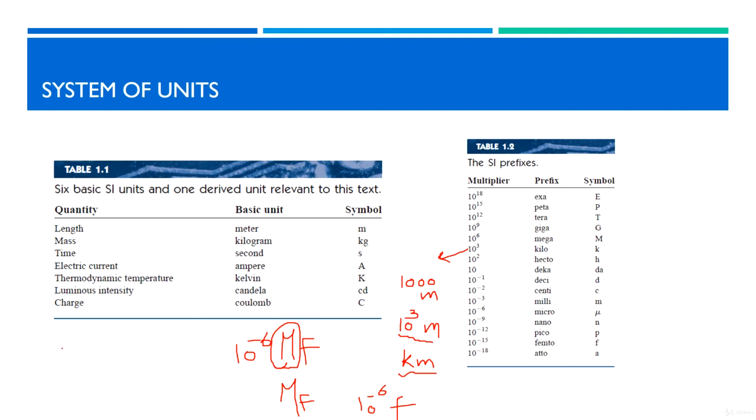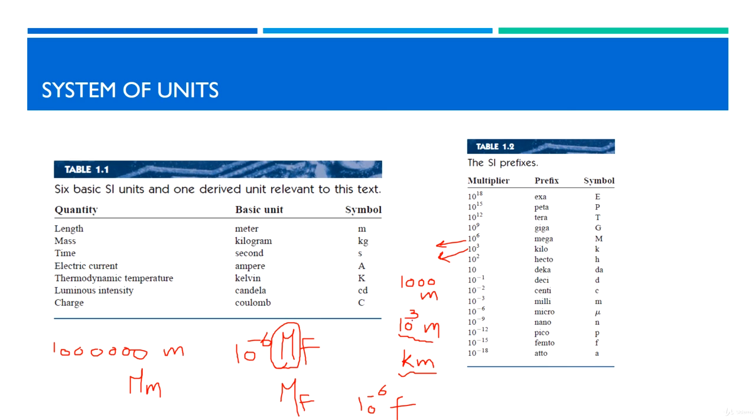Another thing, if I would like to say 1 million, 6 zeros, 1 2 3 4 5 and 6, so we have 1 million meters, for example. Instead of saying 1 million meters, we can replace the million, which is 10 power 6, by M, which is the mega. So I can say megameter. Megameter means we are talking about M, 10 power 6, which represents 1 million meters.